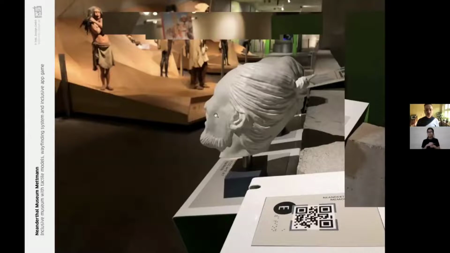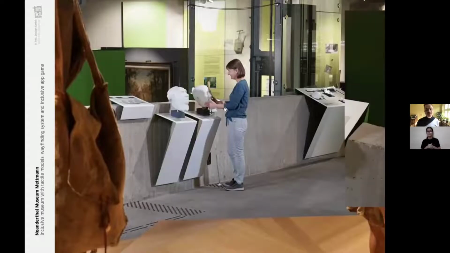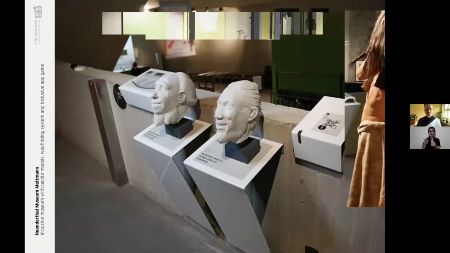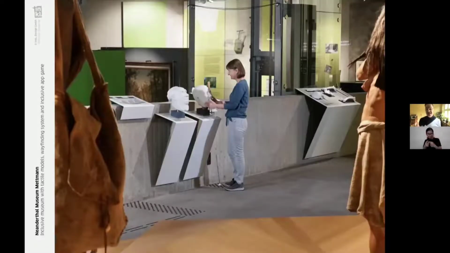I don't want to talk too much about the content. As you see, it has been very important to come up with a solution that fits into the already existing aesthetics of the architecture of the building.